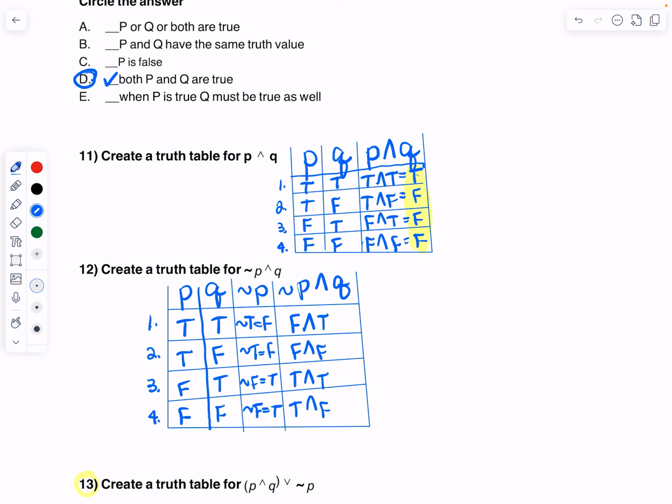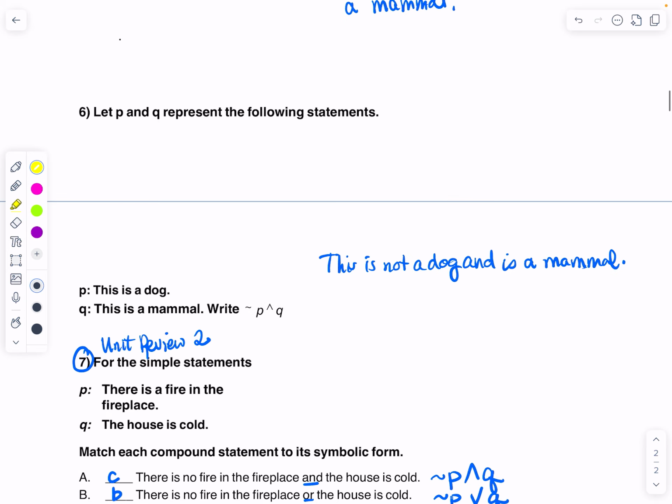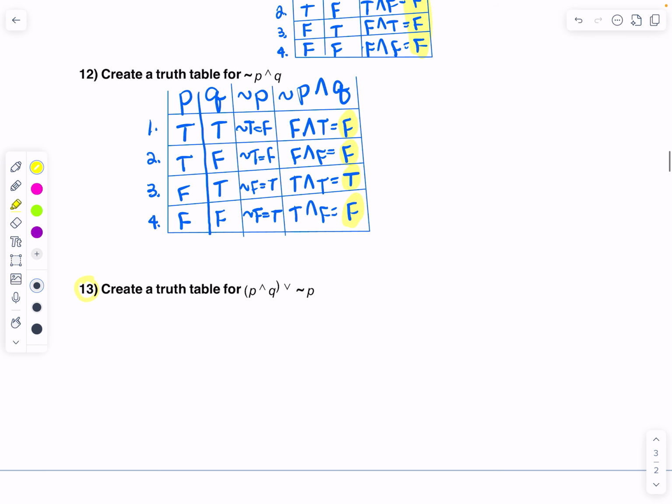Now remember, the only time and is true is when both are true, otherwise it's false. So in line 1, false and true is false. In line 2, false and false is false. In line 3, true and true is the only case when and is true. And finally, in line 4, true and false is false. So my answer is going to be false, false, true, false. Okay, so that was questions, I think 7 we started out with. Yeah, we started with 7 and went up to 12. So that's questions 7 through 12.